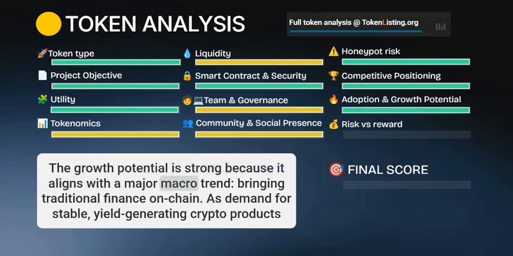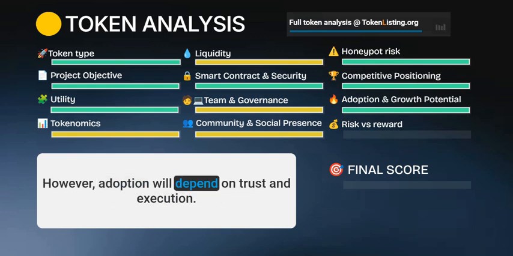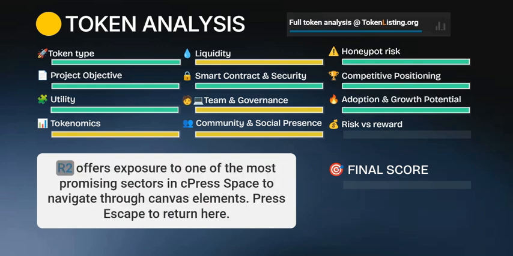The growth potential is strong because it aligns with a major macro trend, bringing traditional finance on-chain. As demand for stable, yield-generating crypto products increases, protocols like R2 could see significant adoption. However, adoption will depend on trust and execution.